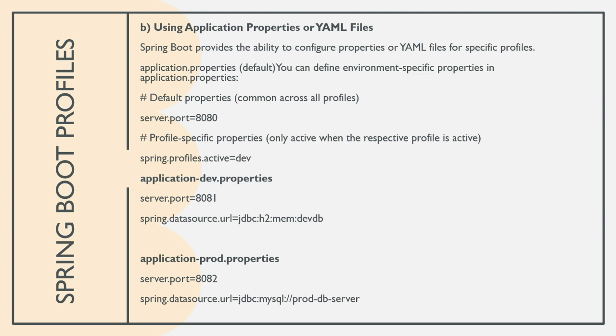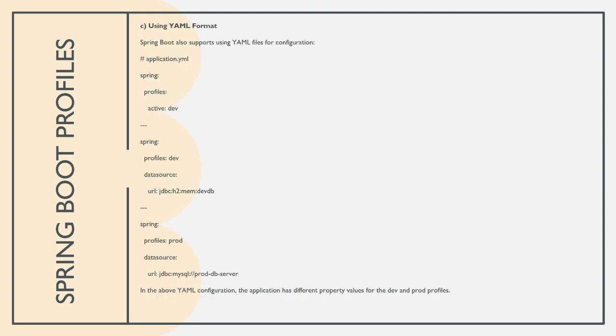If it is dev, then it will activate the dev profile. And if you see here, application-dev.properties will have server.port equal to 80. So you have different properties in that particular dev properties file. In a similar way, we can have a different configuration for production with application-prod.properties, where you will have a separate port and other URLs.